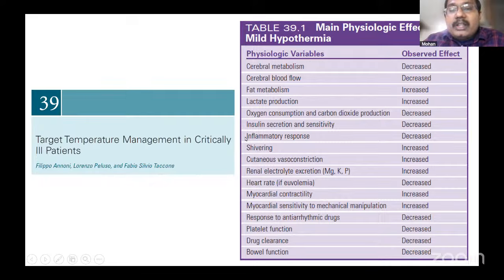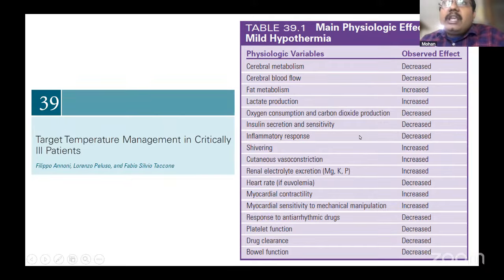So the most important thing is that it produces shivering. Then it has effect on heart rate. Heart rate gets decreased. Myocardial contractility increases. The sensitivity of myocardium to drug mechanical manipulation increases. Response to antiarrhythmic drugs gets decreased. Platelets decrease, drug clearance is decreased, bowel function is decreased, and insulin secretion and sensitivity decrease. So we get to see a lot of hyperglycemia.